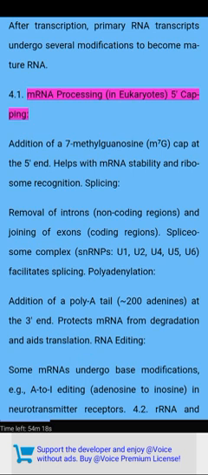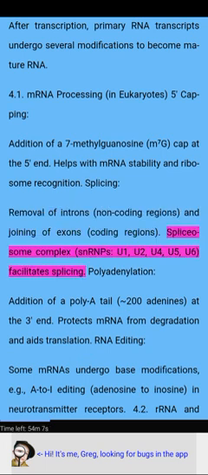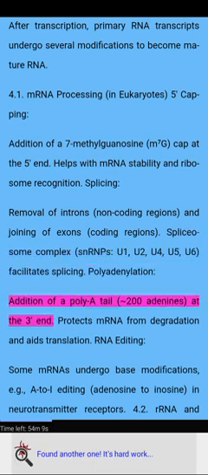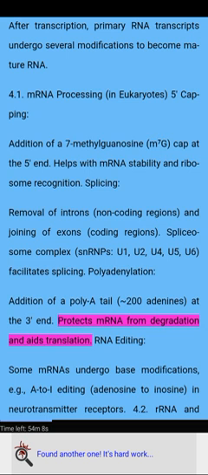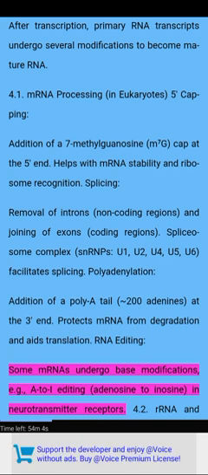4.1. mRNA processing in eukaryotes. 5' capping: addition of a 7-methylguanosine (m7G) cap at the 5' end. Helps with mRNA stability and ribosome recognition. Splicing: removal of introns (non-coding regions) and joining of exons (coding regions). Spliceosome complex, snRNPs U1, U2, U4, U5, U6, facilitates splicing. Polyadenylation: addition of a poly-A tail, approximately 200 adenines, at the 3' end. Protects mRNA from degradation and aids translation. RNA editing: some mRNAs undergo base modifications, e.g., A-to-I editing, adenosine to inosine, in neurotransmitter receptors.